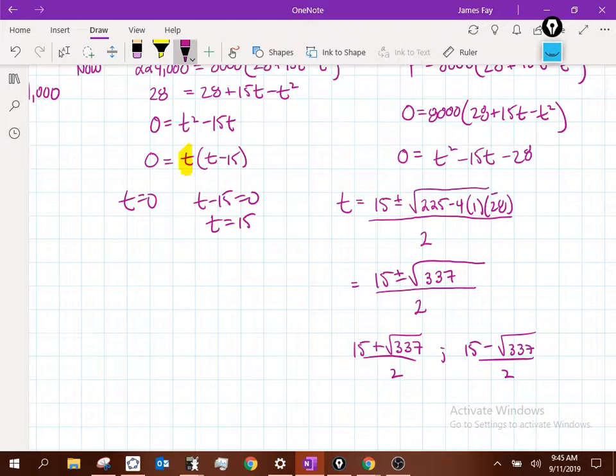Now think about this. This should make sense. 337, that's bigger than 225, right? If 337 was 225, that second answer would be 15 minus 15. It would be 0, right? So now if I go 15 minus radical 337, shouldn't that numerator be negative? Does that make sense? Okay. So that negative answer doesn't work.